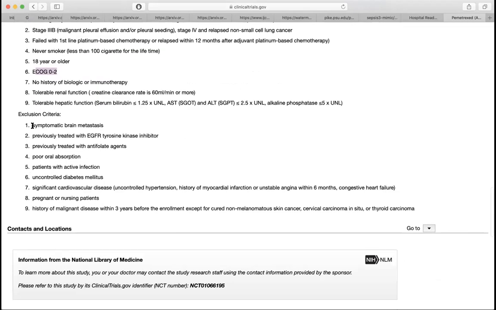Exclusion criteria is, if you have a symptomatic brain metastasis, so metastasis가 이제 암세포 전이 된 거니까 이제 뇌로 전이가 됐으면은 여기에 끼면 안 된다. 이 임상 실험에 들어가면 안 된다.